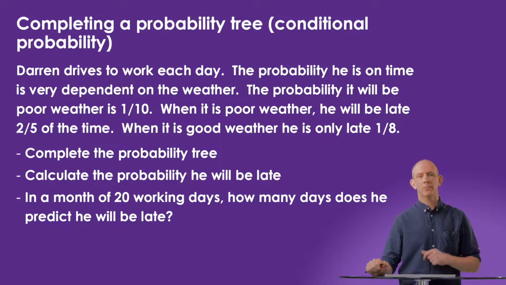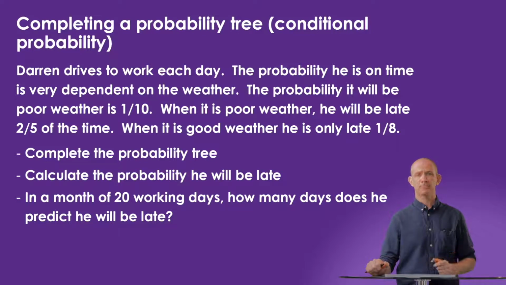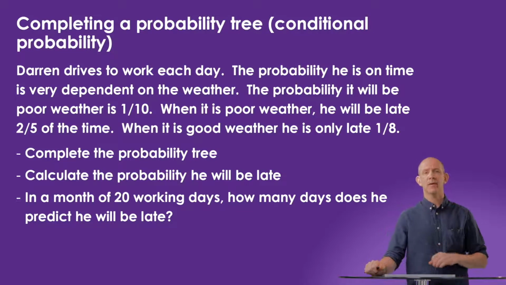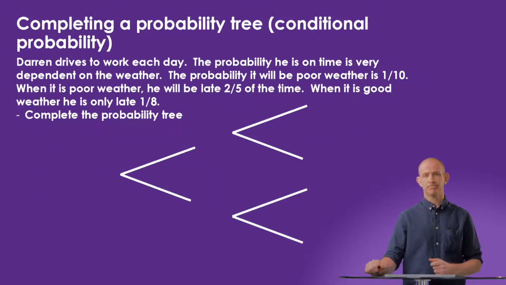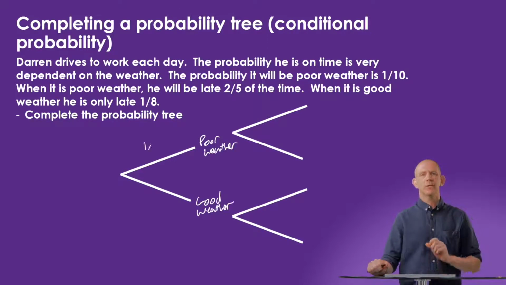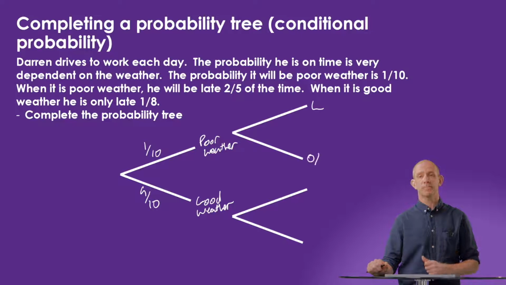We're asked to complete the probability tree and calculate the probability that he will be late. Then we have to answer how many days out of 20 that he works in a month we predict he will be late. The first thing to consider is whether or not the weather will be poor or good. So we'll put those two outcomes at the end of the first set of branches. If the chance there will be poor weather is 1 out of 10, then the chance it will be good weather will be 9 out of 10.